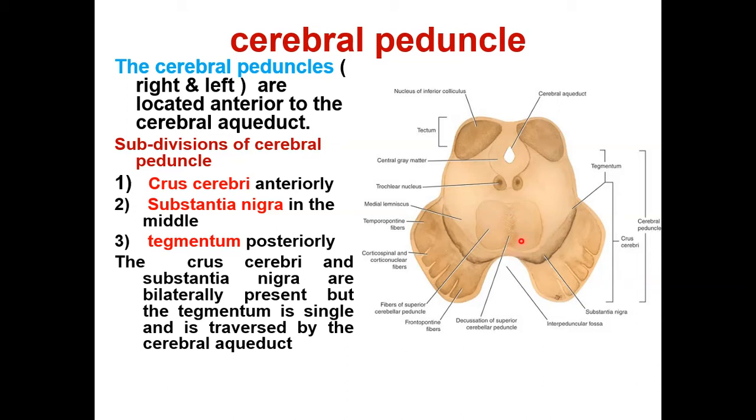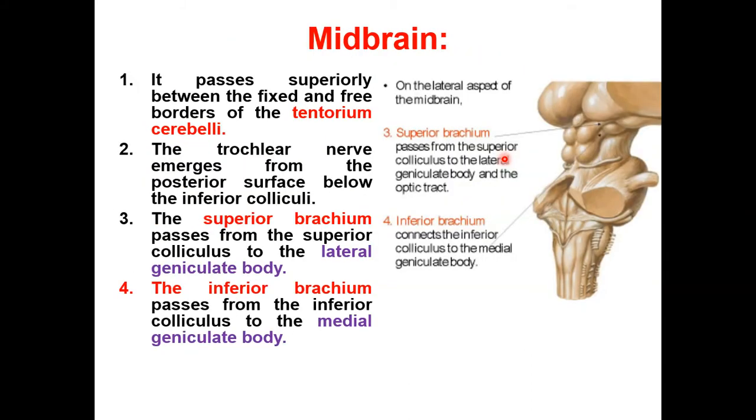This tegmentum portion is traversed by the cerebral aqueduct. This is the cavity of the midbrain. Now you can see this midbrain. This is the posterior surface. These are the two superior colliculi, and these are the two inferior colliculi.